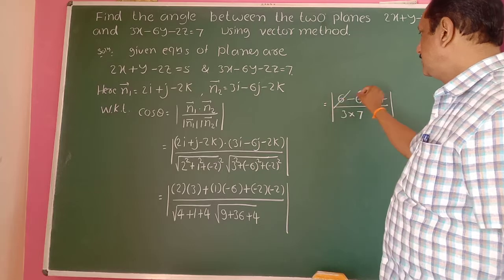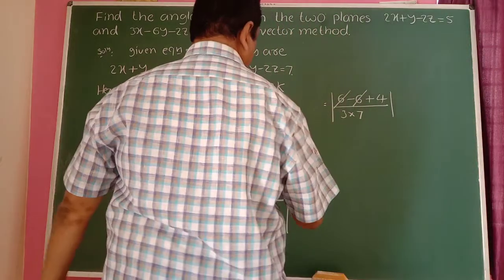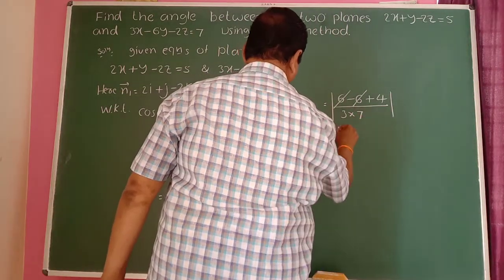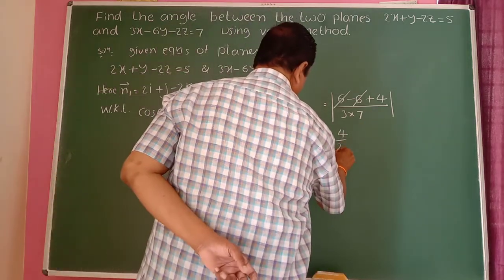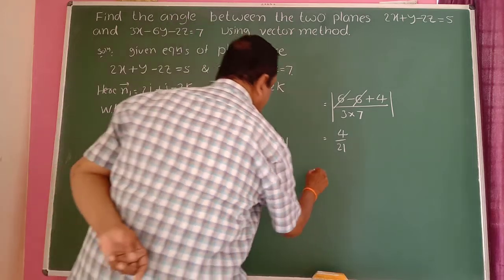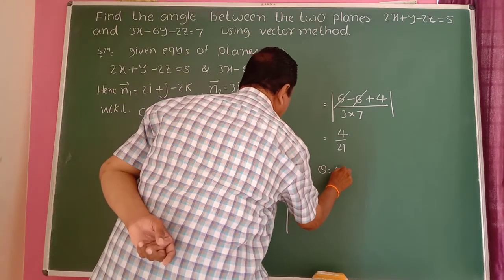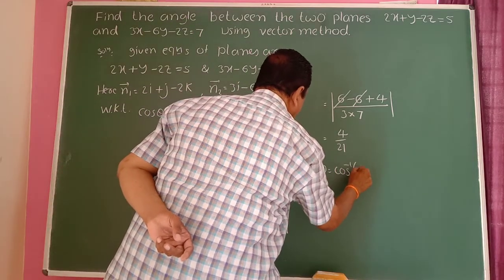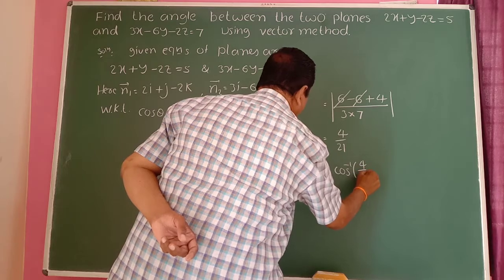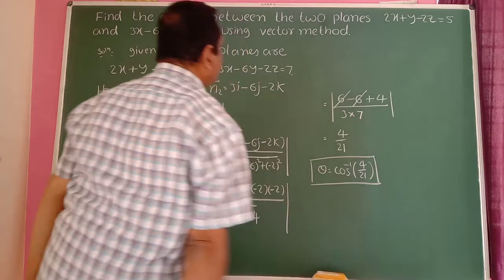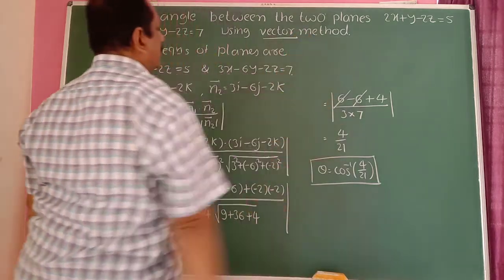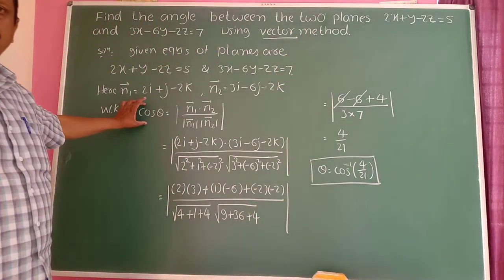Then plus 6 and minus 6 cancels here. Therefore this is equal to 4 upon 7 into 3 is 21 here. Take cos on the right hand side. Hence theta is equal to cos inverse of 4 divided by 21 here. So this is the angle between the two planes using a vector method here. Okay, this is the formula, vector method.